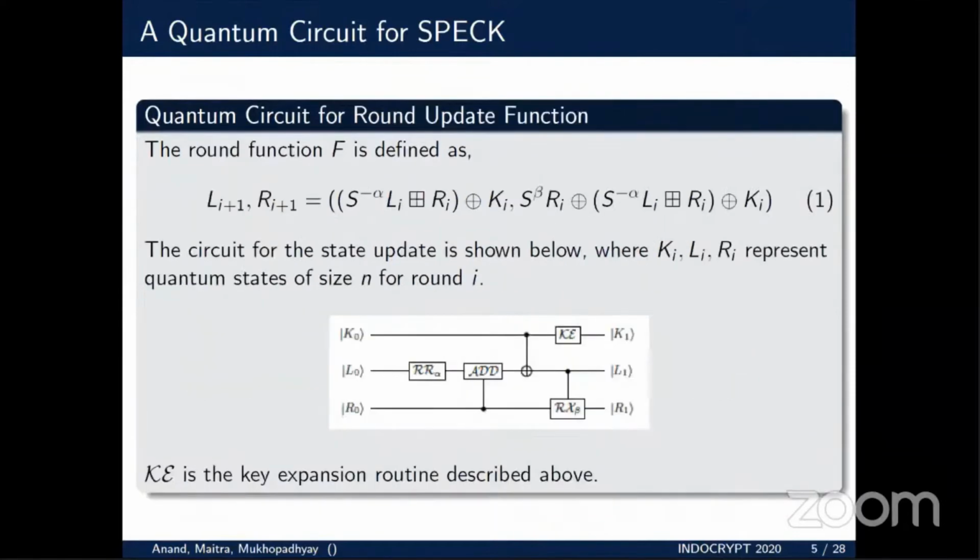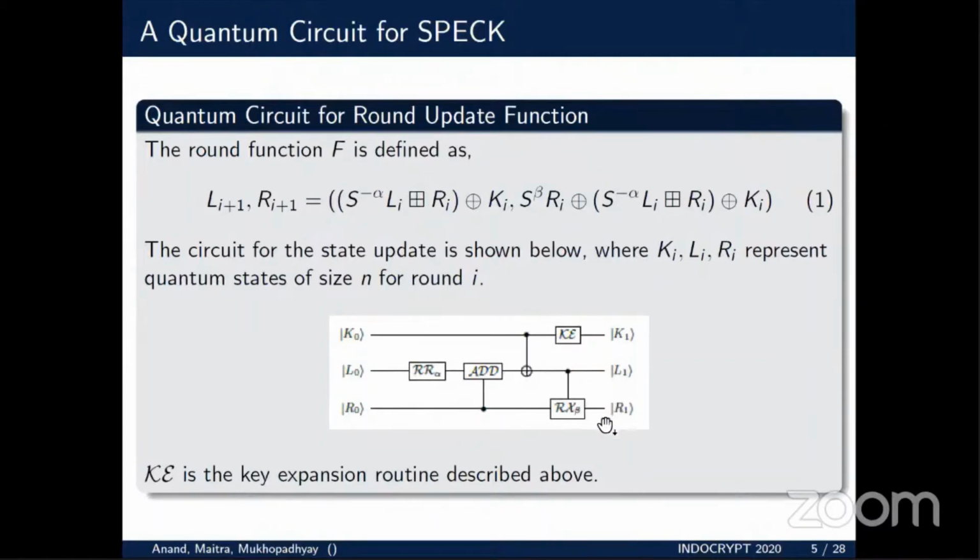As for the round update function, the circuit can be created something like this. So K is the key, sorry, K is the key, and L0 and R0 are the left and the right of the state. So first, as it is here, L0 is rotated left alpha times, and then R0 is added to it. Then the key is XORed here, and then this whole function is XORed here in R0.